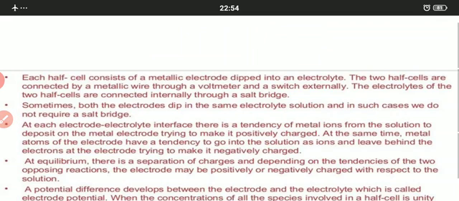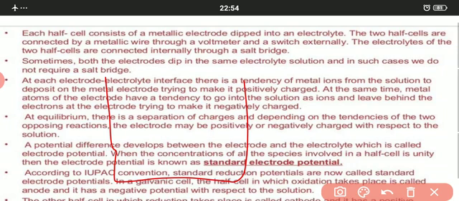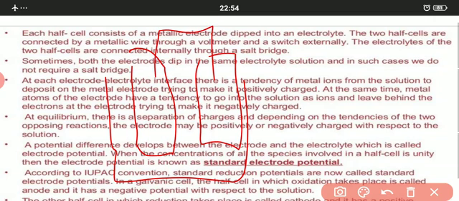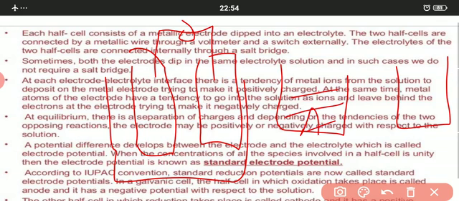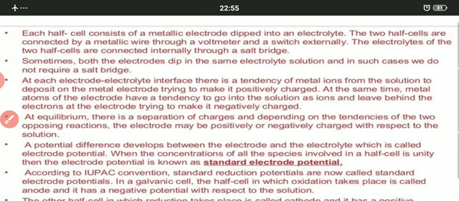Sometimes both the electrodes dip in the same electrolyte solution. In such a case we do not require a salt bridge. If both electrodes dip in the same solution, then we never need any type of salt bridge. If we have separate chambers having the same electrolyte, copper sulfate in both, then there is no need of a salt bridge to connect the electrolytes. Remember this thing also.